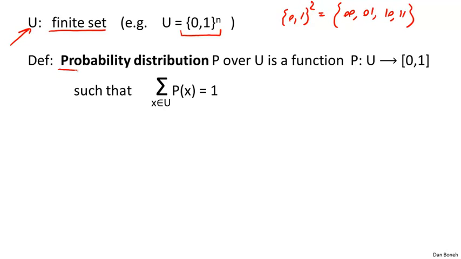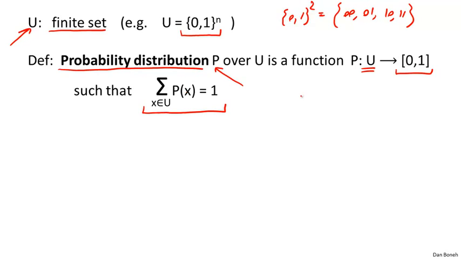Now, a probability distribution over this universe U is simply a function which I'll denote by P, and what this function does is it assigns to every element in the universe a number between 0 and 1. And this number is what I'll call the weight or the probability of that particular element in the universe. Now there's only one requirement on this function P, and that is that the sum of all the weights sums up to 1. That is, if I sum the probability of all elements x in the universe, what I end up with is the number 1.